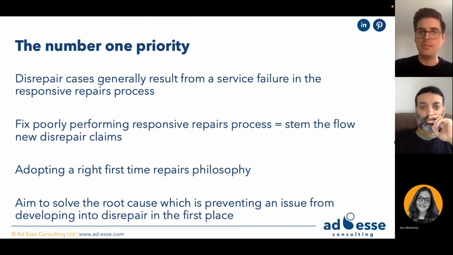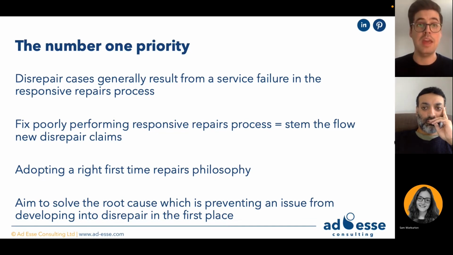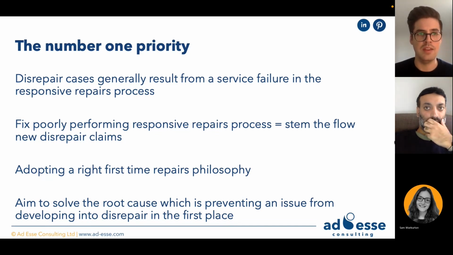So that's the context. And before we even get into the disrepairs process itself, the number one priority really for social landlords is stopping disrepairs from developing in the first place. So generally speaking, most disrepairs cases are the result of a service failure in the responsive repairs process. So it was reported, people have come out maybe to try to fix it, but then it was never fully resolved and it's maybe got worse over time. So these are avoidable cases which are resulting in disrepair.